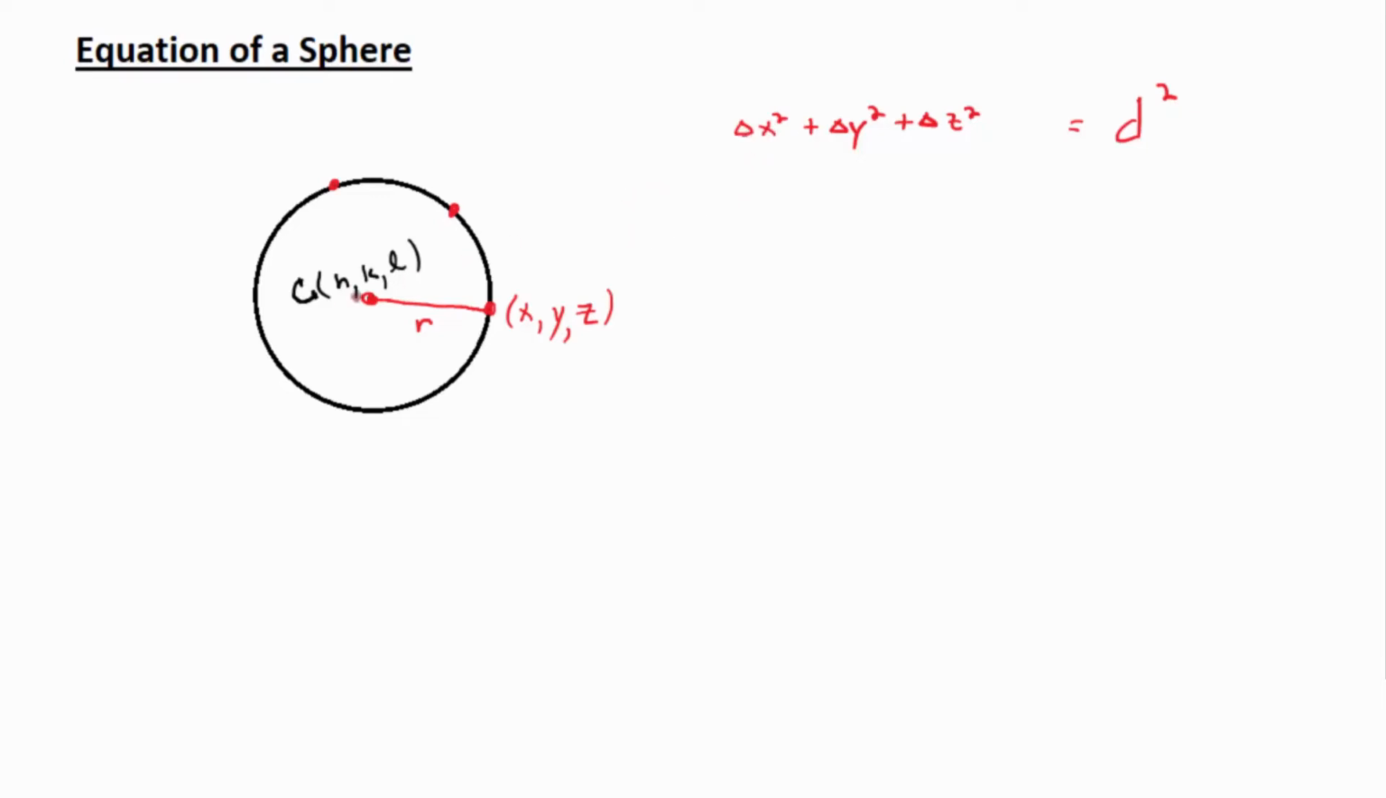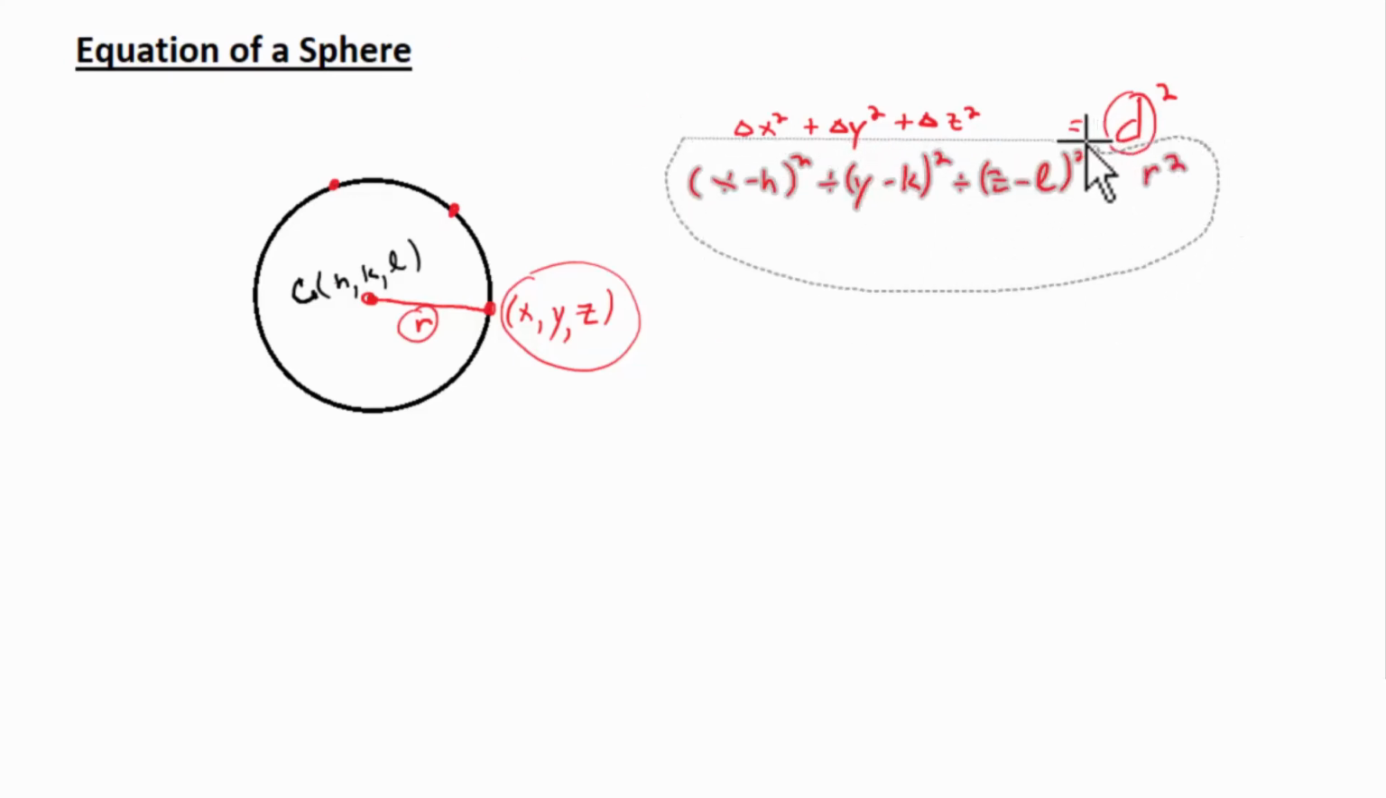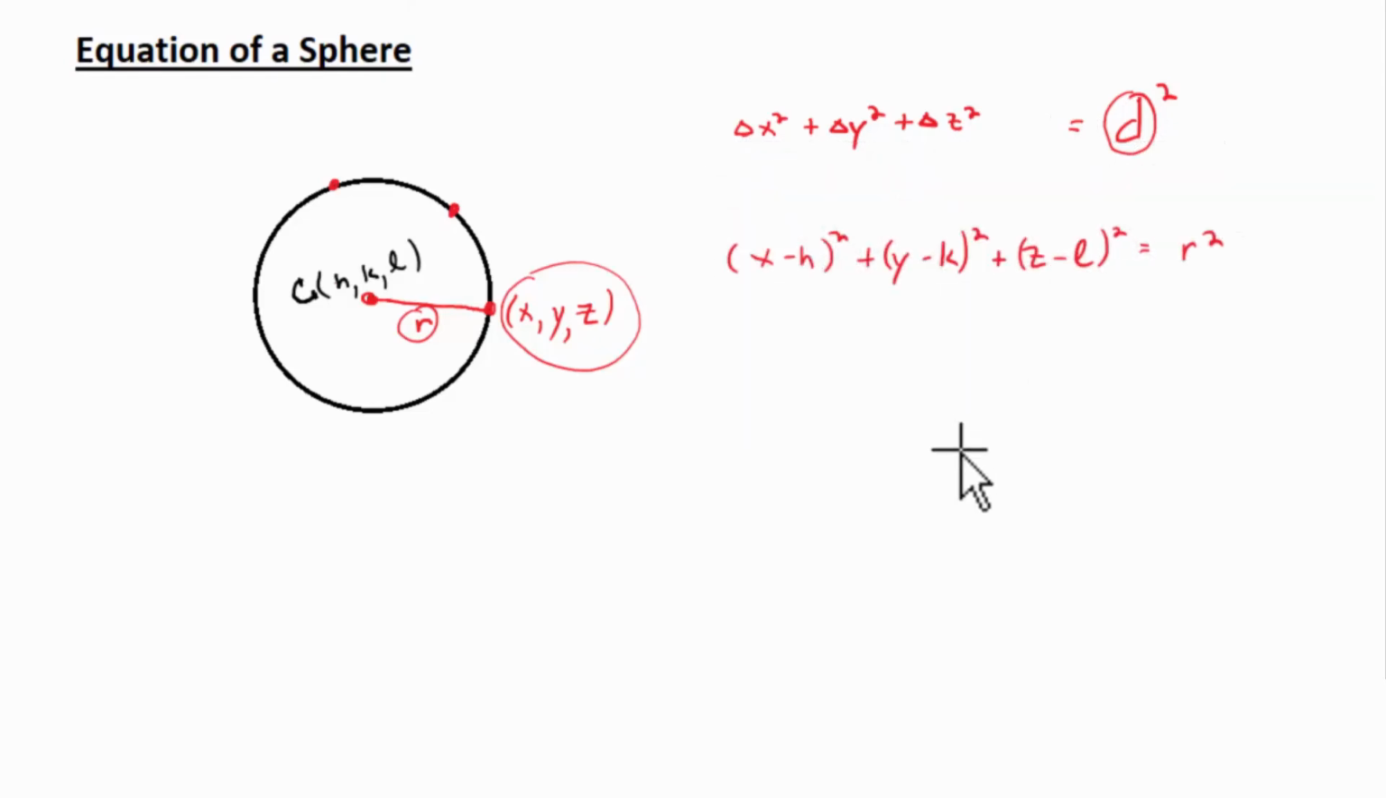Now what would be the change in x between the center point and this? The center point is fixed, but this is like a variable point that can vary. So what would be the difference between the x values? The way we normally would write it is x minus h, and then we square it. That would be like delta x squared. What about delta y? Y minus k, squared. And then delta z. Z minus L, squared. And then what is D in this case? R, the pirate would say. So this would be your standard equation of your sphere.